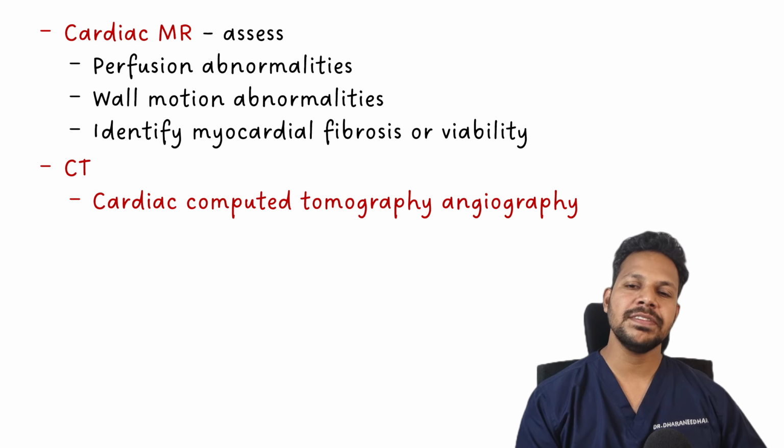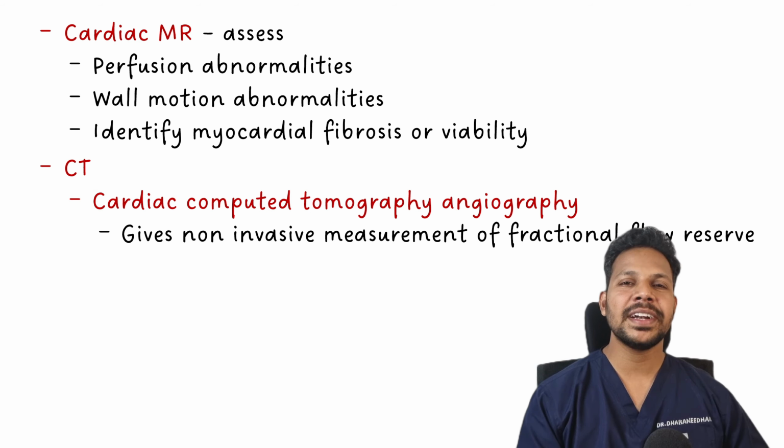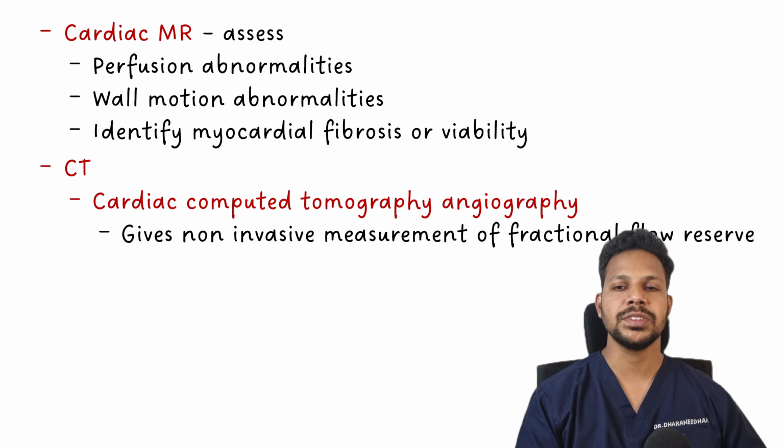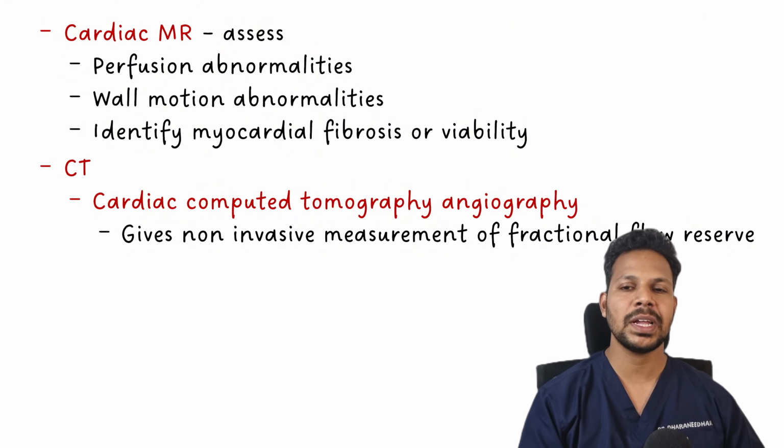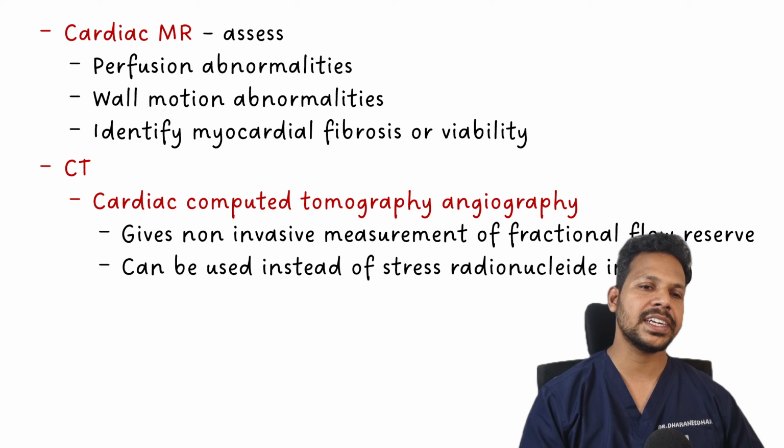CT angiography will help in the assessment of a fractional flow reserve. This component will assess the coronary vessel stenosis and how is the flow across the stenosis, that is being assessed with the fractional flow reserve, and this can help us in guiding the PCI, that is percutaneous coronary intervention, or the placement of stent, angioplasty and stenting. This can be used instead of the stress radionuclide testing. If the stress testing is contraindicated, then you can also do this CT angiography in the patient.